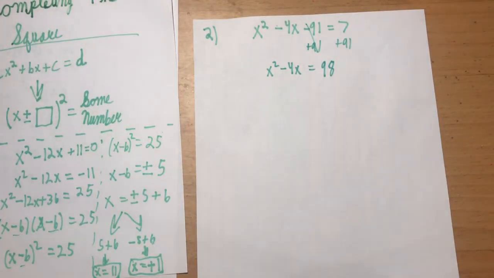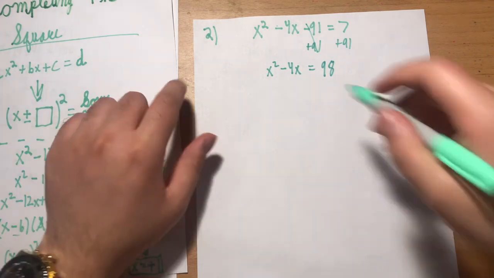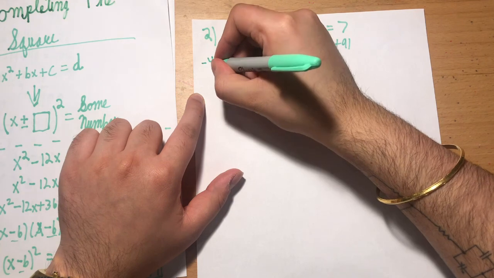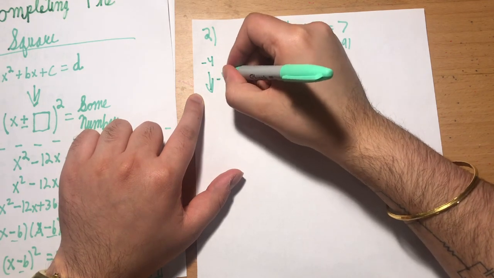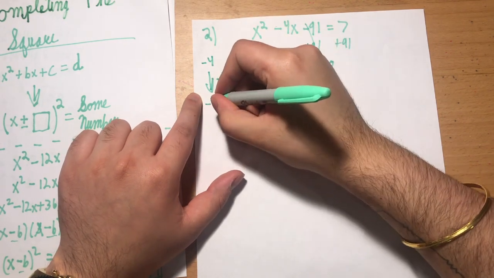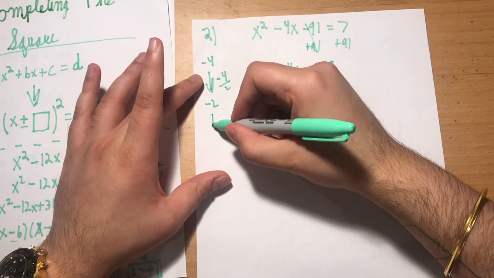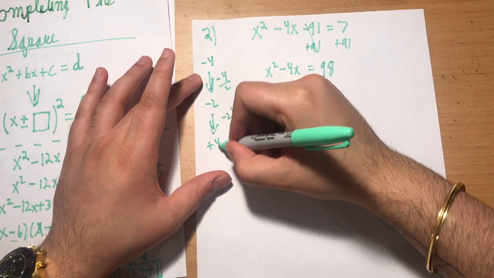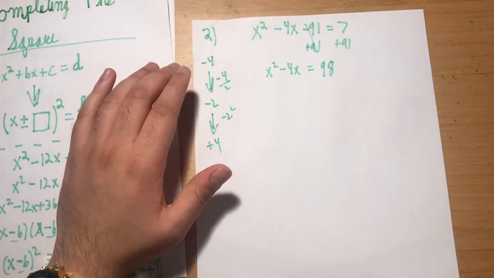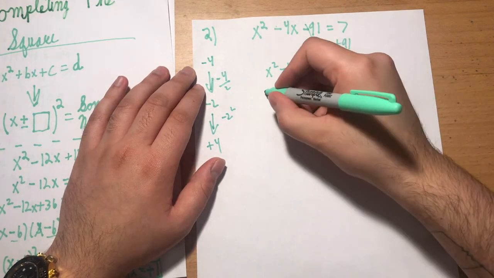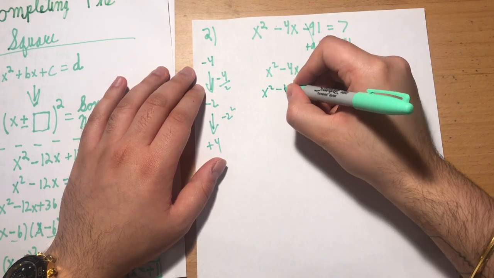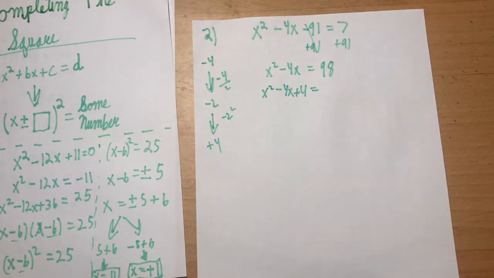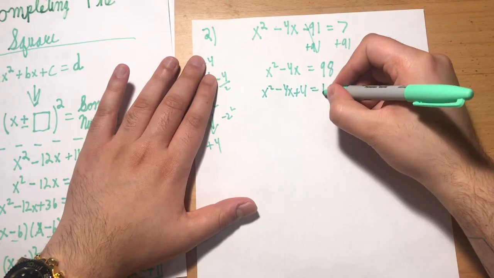Step 2, find the special number, find the magic number. Okay, so that's going to be negative 4 divided by 2, which is negative 2. And that is now going to be negative 2 squared, which is positive 4. So positive 4 is what I bring to both sides. So x squared minus 4x plus 4 is equal to, what is 98 plus 4? 102.